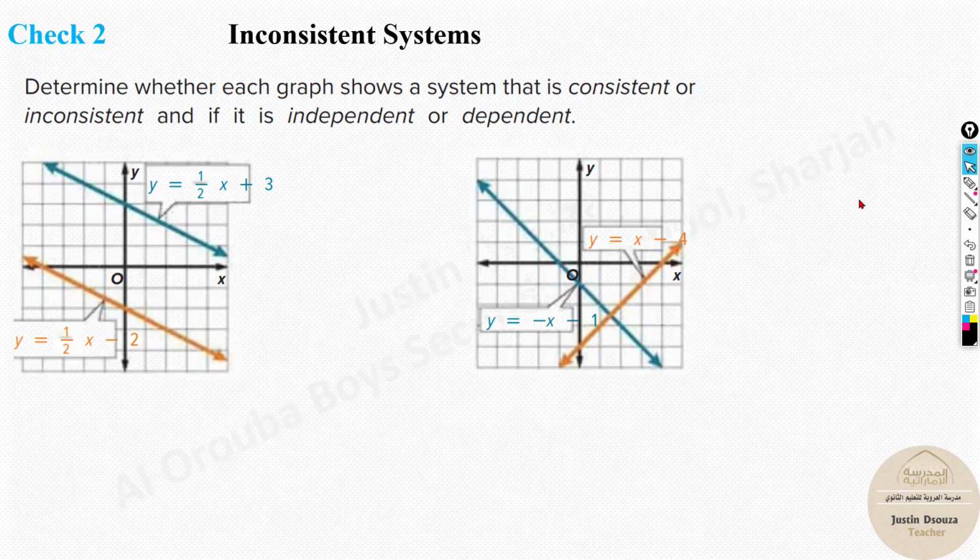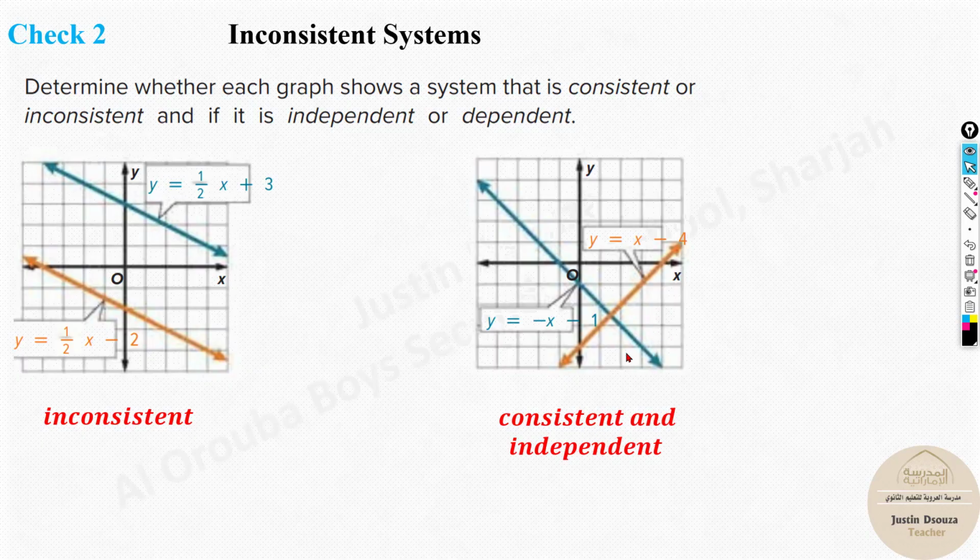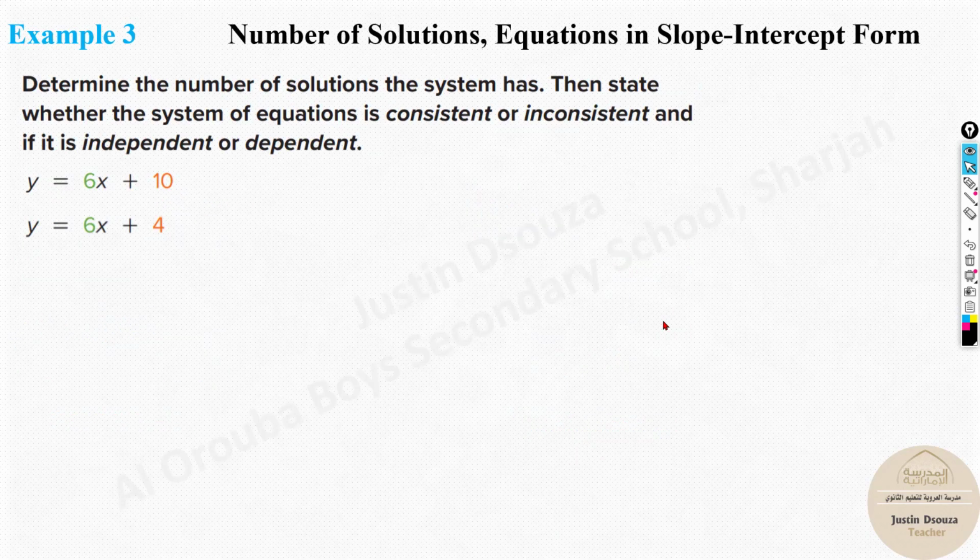There are two check problems. Do try solving them by yourself. You can pause the video now and try it. I hope you guys have tried it a bit. This is so easy. You have to know the answer by now. This is inconsistent. This is consistent and dependent. Sorry, independent. There's only one solution. They're not dependent on each other. It's independent. My bad.